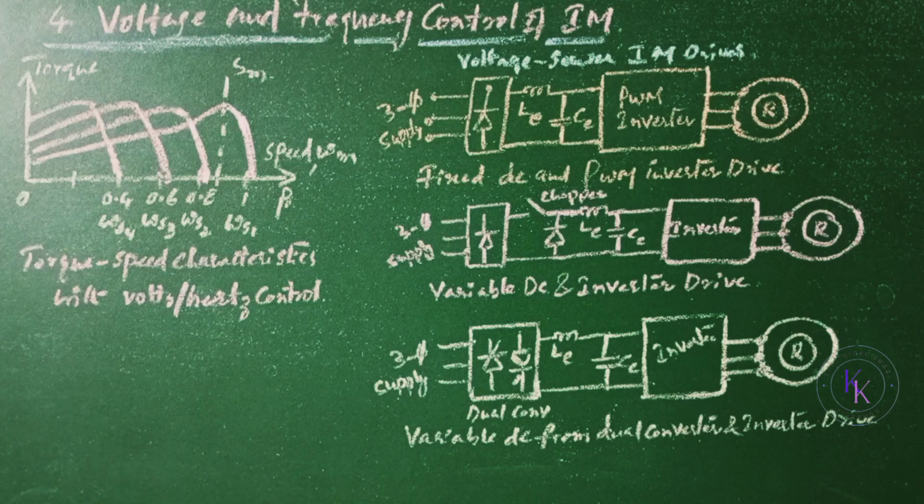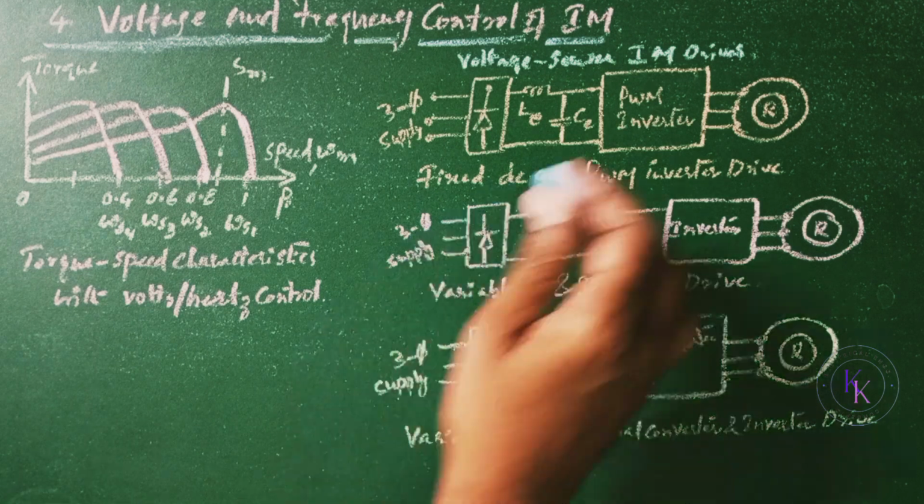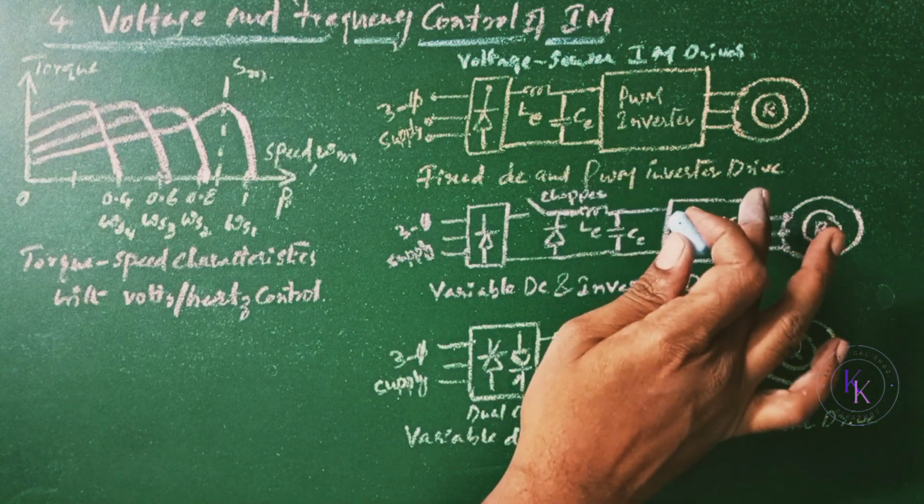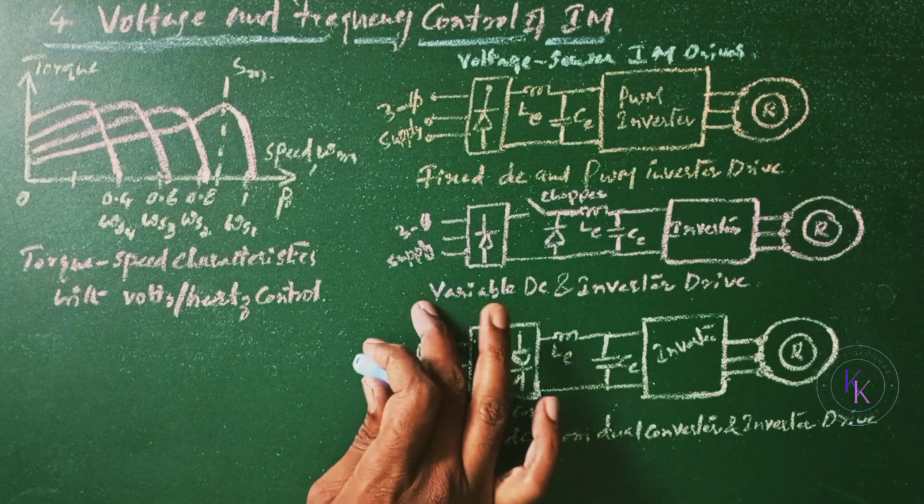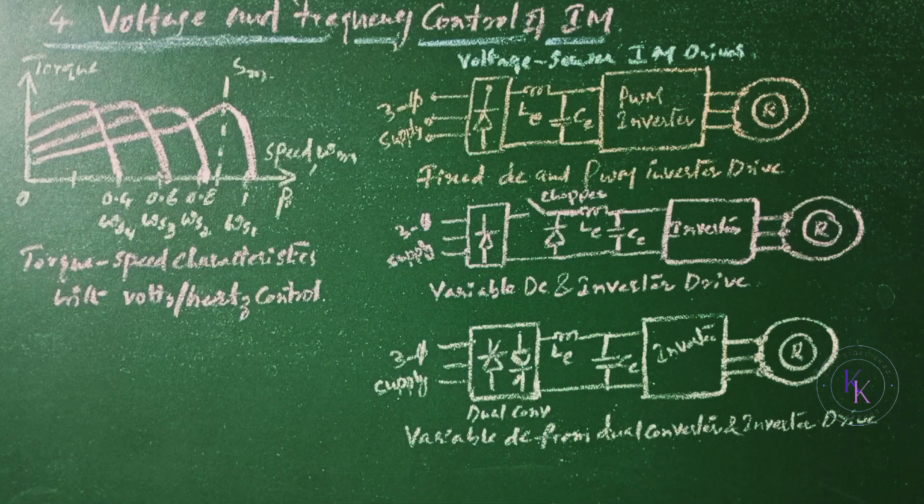Three possible circuit arrangements for obtaining variable voltage and frequency are as shown here. In the first figure, the fixed DC and PWM inverter drive, the DC voltage remains constant and PWM techniques are applied to vary both the voltage and the frequency within the inverter. Due to the diode rectifier, regeneration is not possible and the inverter would generate harmonics into the AC supply. Whereas in the second circuit, the variable DC inverter drive, the chopper varies the DC voltage to the inverter and the inverter controls the frequency. Due to the chopper, the harmonic injection into the AC supply is reduced.